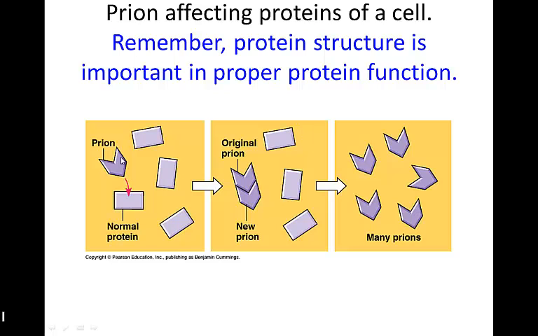If you look here, here's the prion, here's a normal protein. It affects it and transforms it. And you can see now, look what we have. And then the ones around it will then be affected as well.